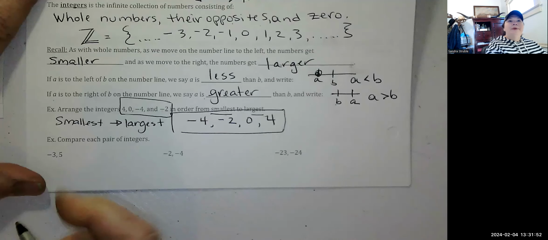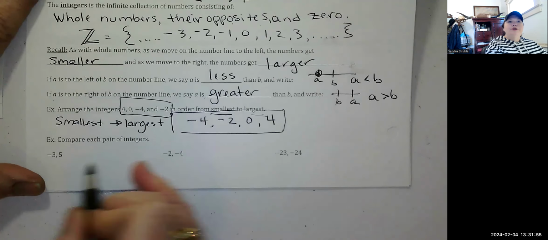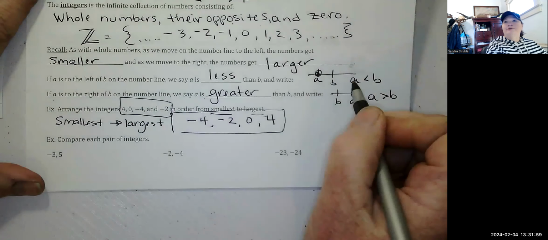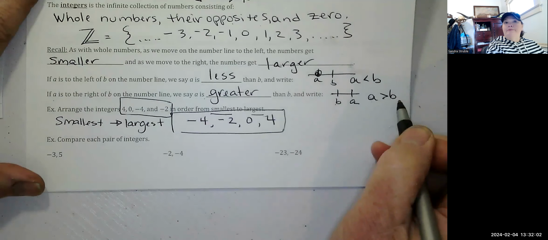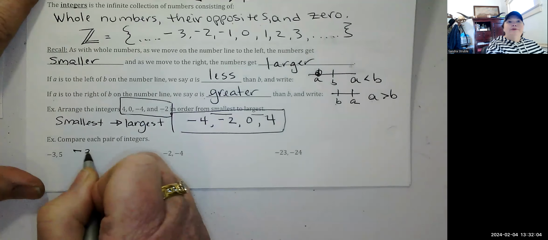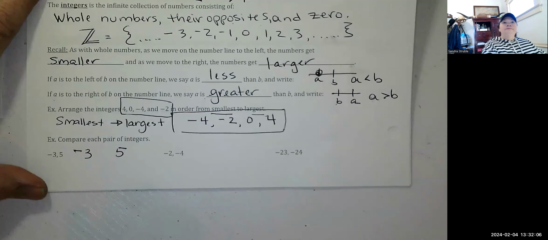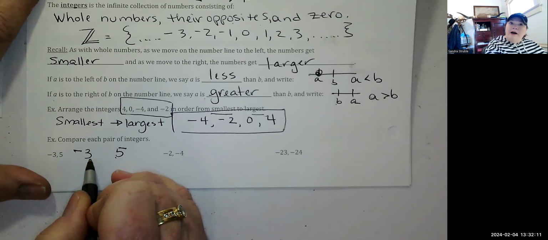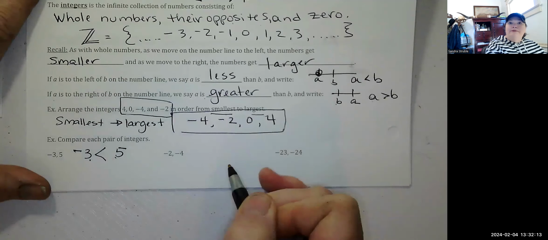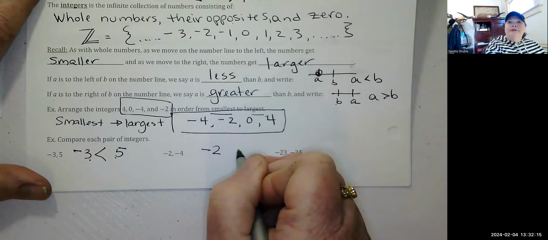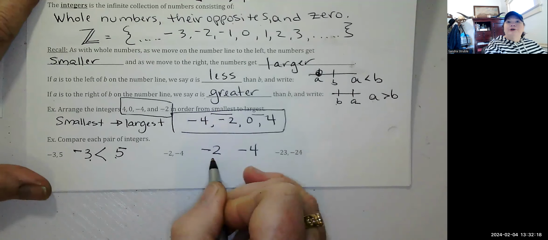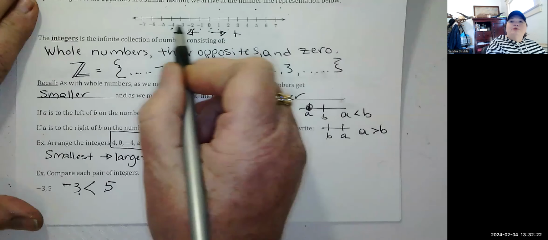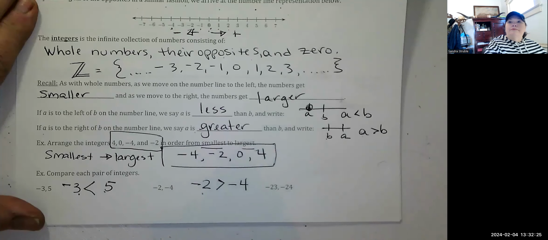All right, the next one is compare each pair of integers, -3 and 5. When they say compare, that means we're going to use A is less than B or A is greater than B. So we've got -3 and 5. Is -3 less than 5 or greater than 5? It is less than 5. Then we take -2 and -4. -2 is either less than -4 or greater than. -2 is greater than -4.